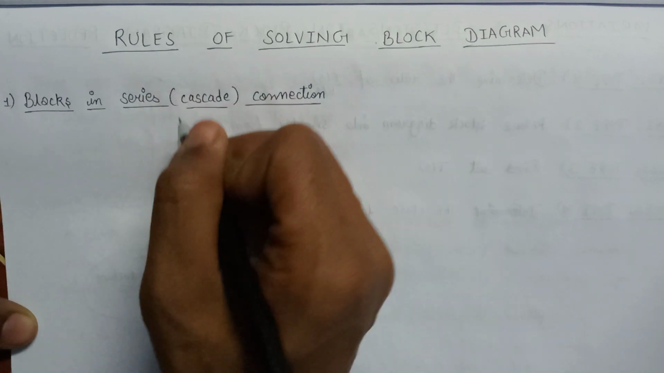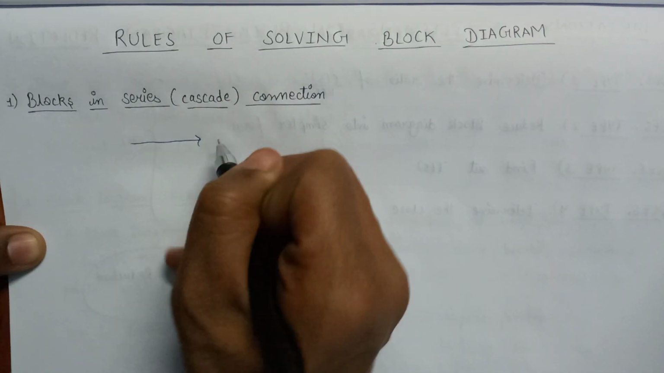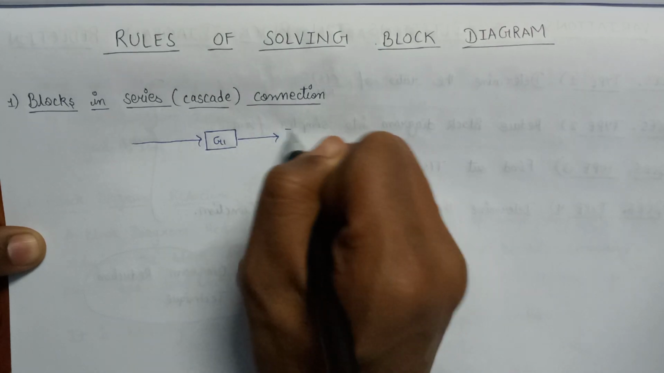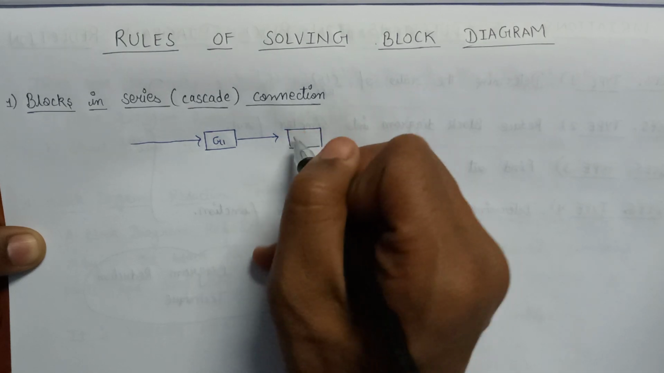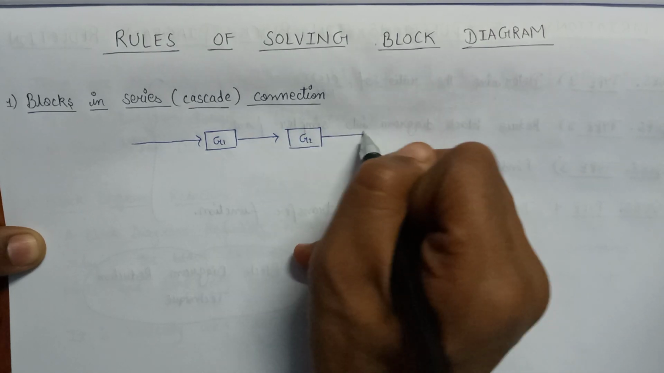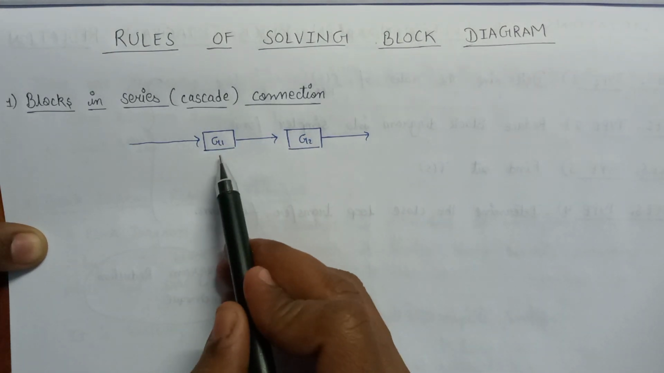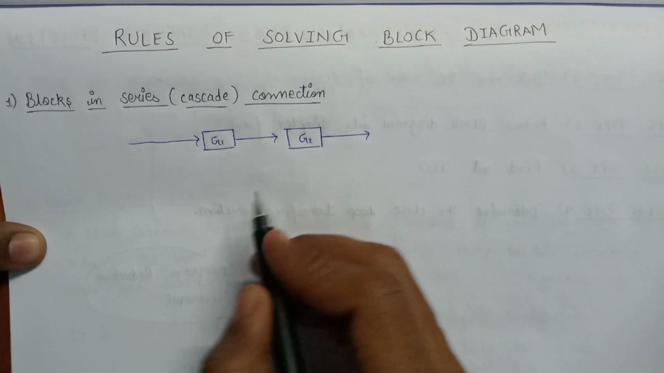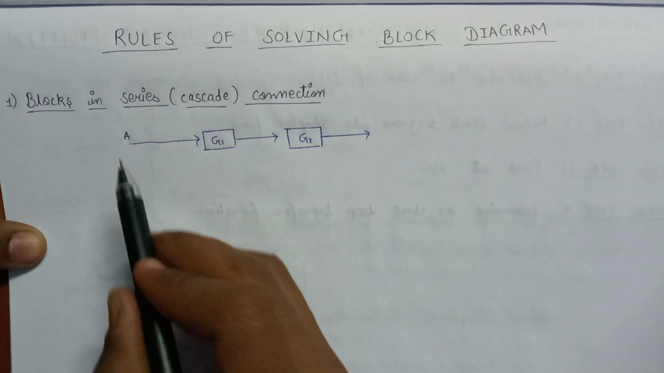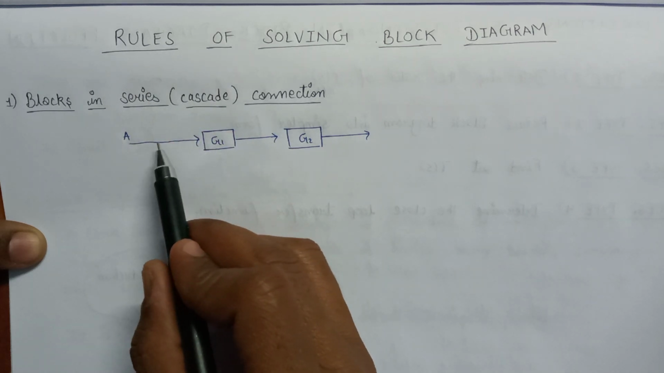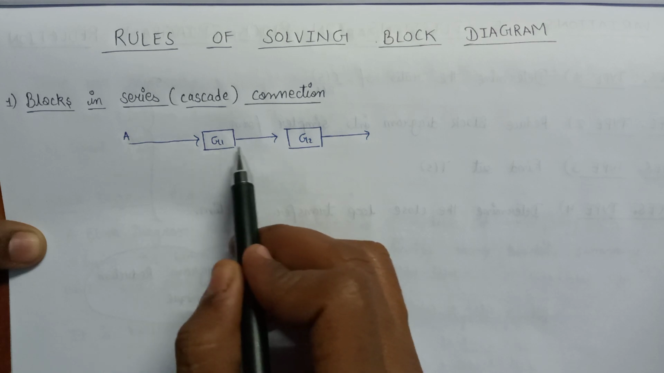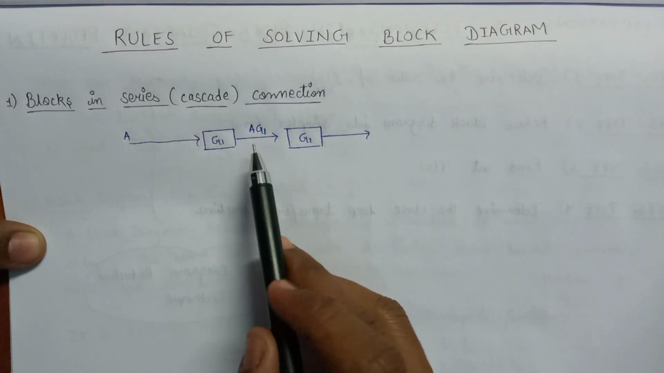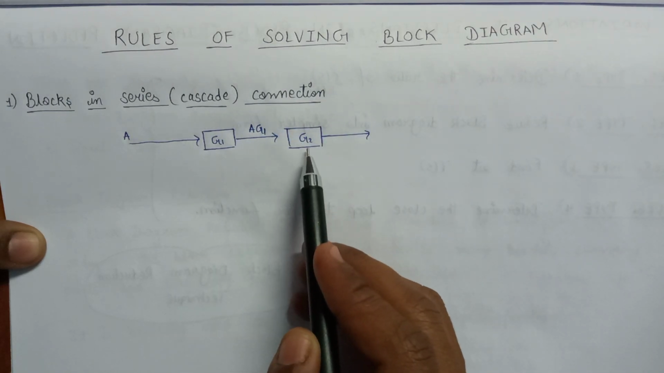So let's have a look at the block having the gain G1, and here is another block having the gain G2, and here is the output. These two blocks having the gain G1 and G2 are connected in series combination. This is the input A that is applied to the block G1, and the output of the block G1 will become A into G1. This AG1 is being applied to the block G2.